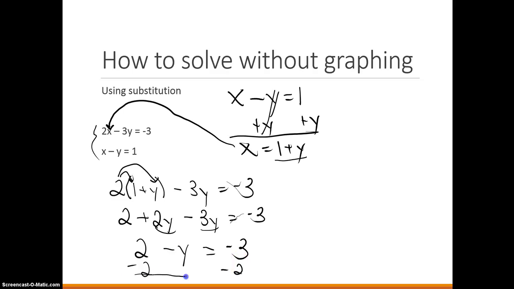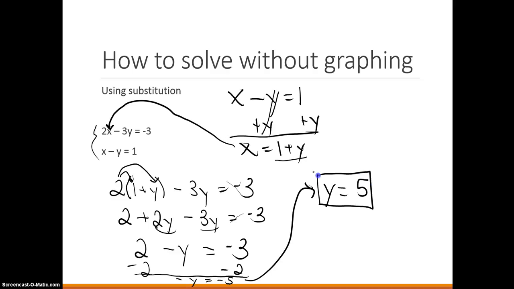Now I'm going to subtract 2 from both sides to help me get y by itself. So I'm left with negative y is equal to, well, negative 3 minus 2 is negative 5. And since I have negatives on both sides, I can divide by negative 1 on both sides, or multiply by negative 1 on both sides, and I would end up with y is simply equal to 5. That's getting rid of the negative sign on both sides. So I get y is equal to 5.